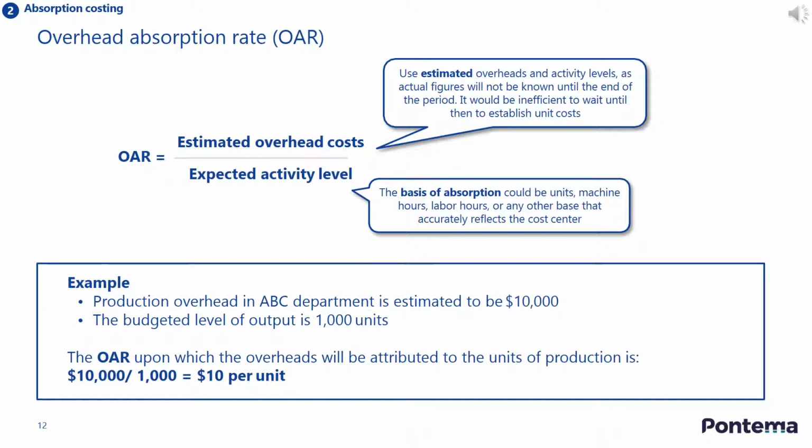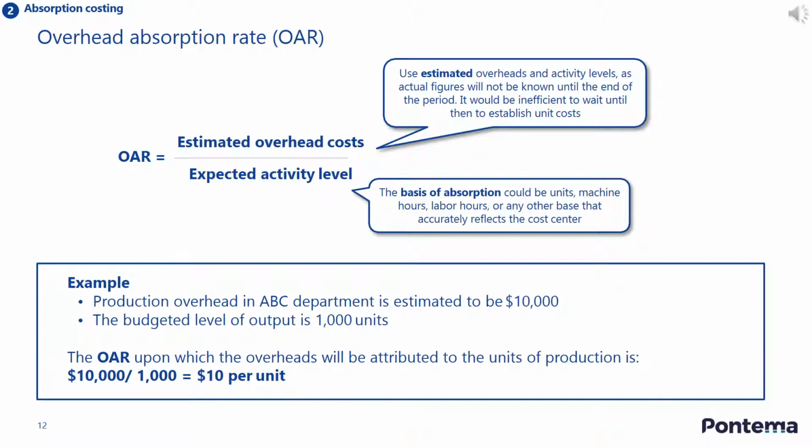The basis of absorption could be units produced, machine hours, labour hours, or any other base that accurately reflects the cost centre. As the overhead absorption rate is based on estimates, it is unlikely that the total absorbed overheads will comply with the actual overheads incurred at the end of the year. You will probably find that overheads have either been over or under absorbed. In other words, too many overheads have been charged to the cost of production or too little. If so, an adjustment will be needed to correct the overheads charged, so they reflect the actual overheads incurred.